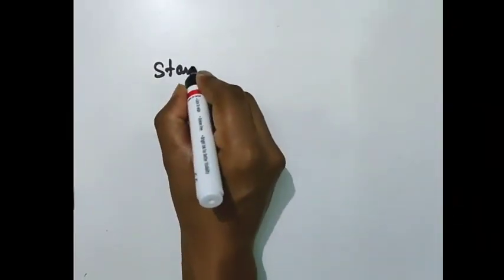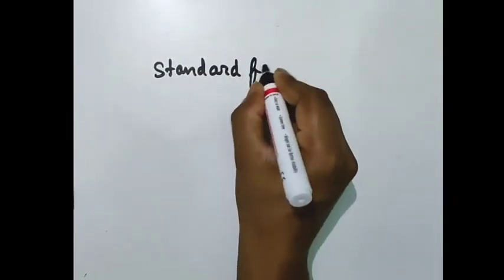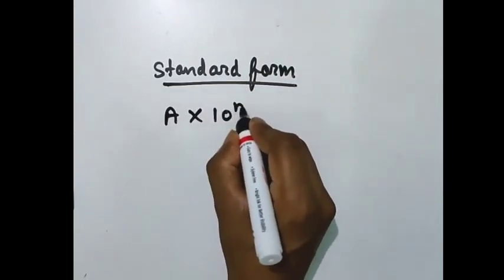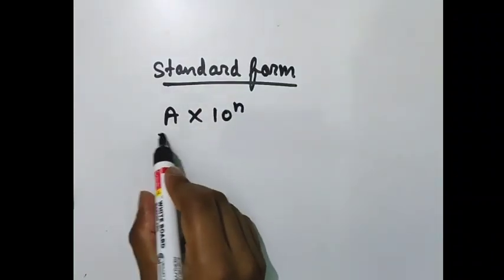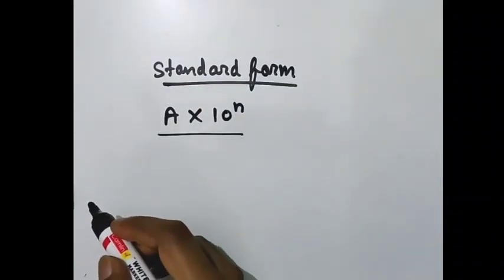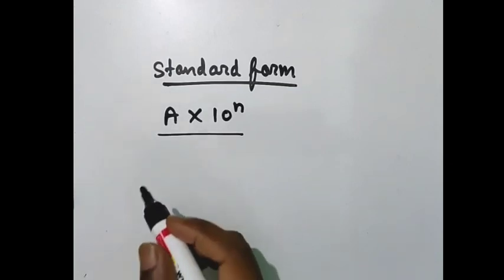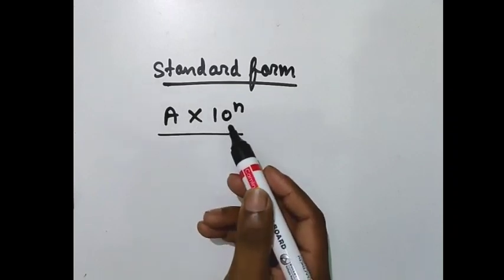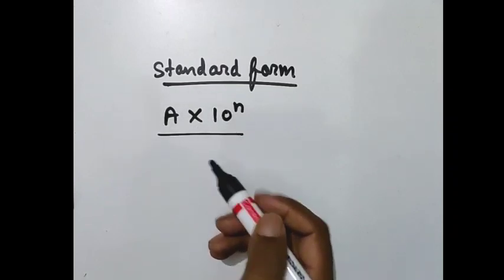Sometimes working with large numbers becomes difficult to read and even to understand. For that reason, a large number can be expressed in the standard form, which is a times 10 to the power n. So we can express any number in this form, which is called the standard form, where a is a number between 1 and 10 and multiplied by the power of 10.